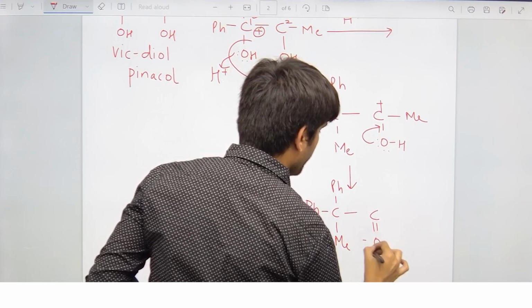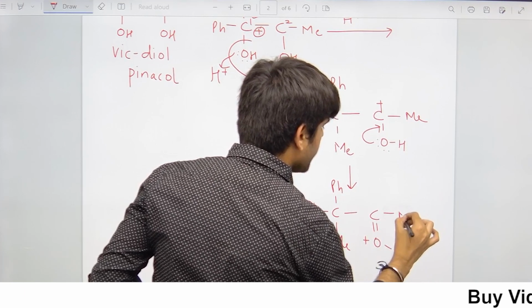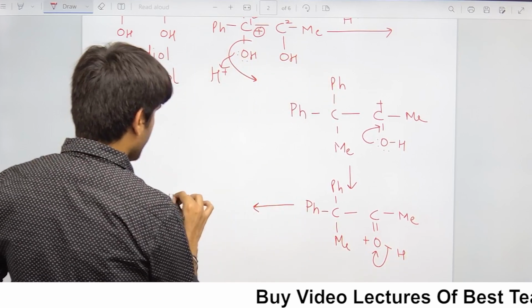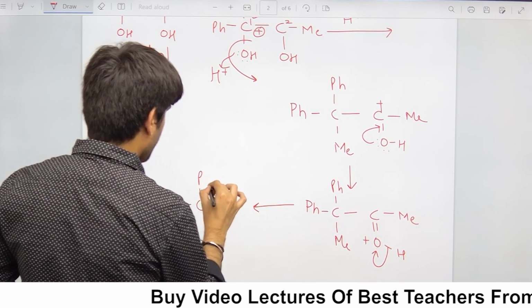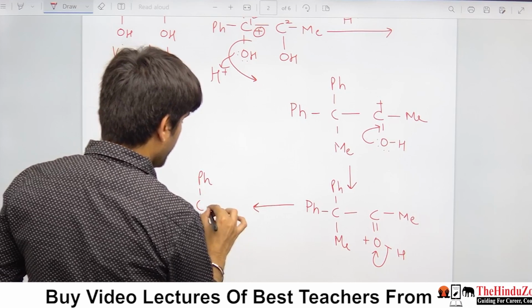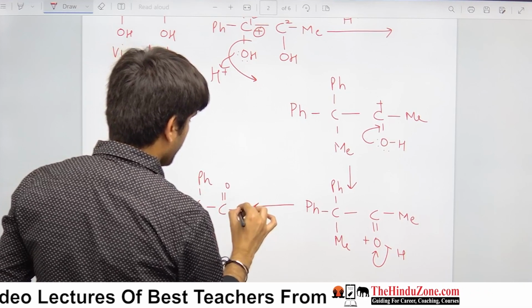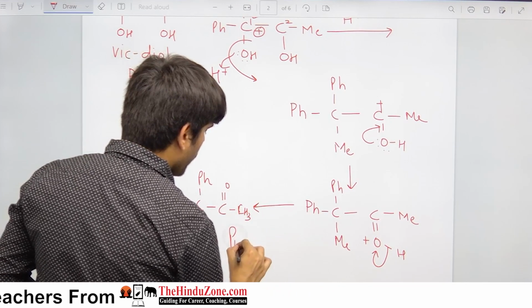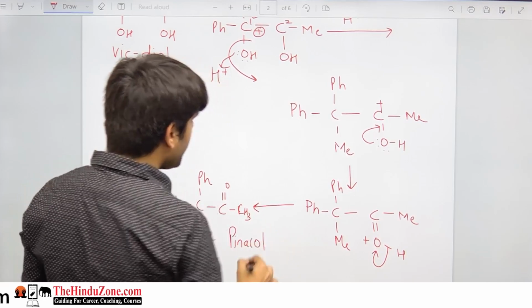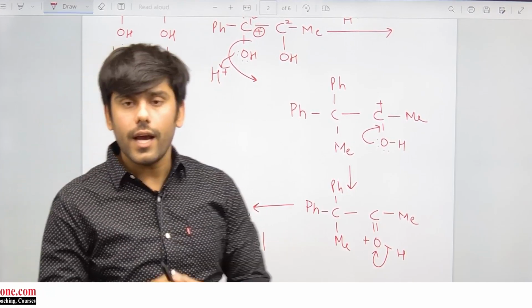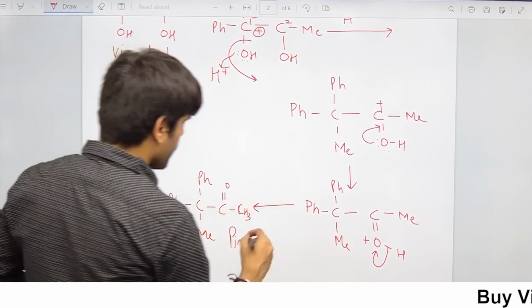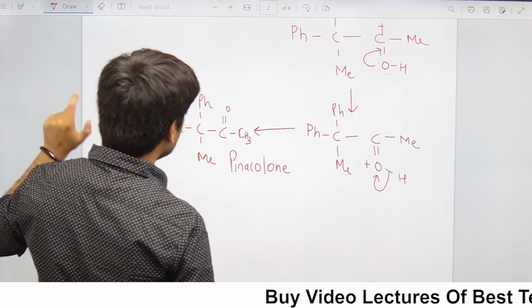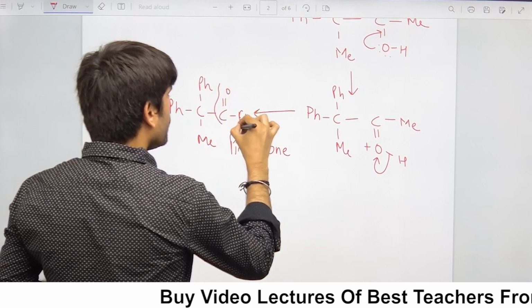Bond O, and in the last step this H can leave, giving you a ketone of this type. Yes, this is called pinacolone. So basically this rearrangement is to convert diols into carbonyl compounds. This is your pinacol. Now you know that this is your methyl ketone.